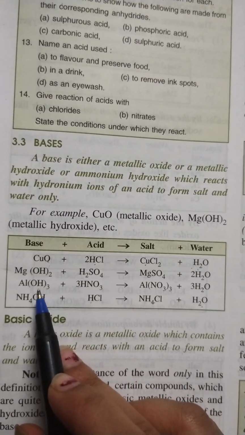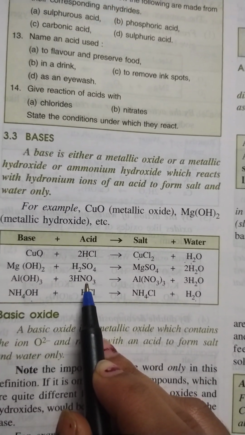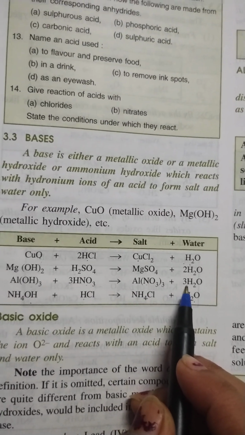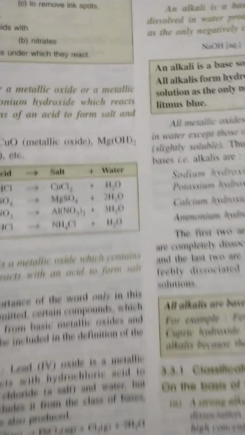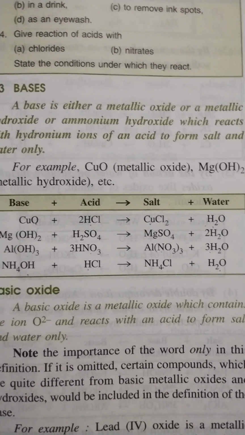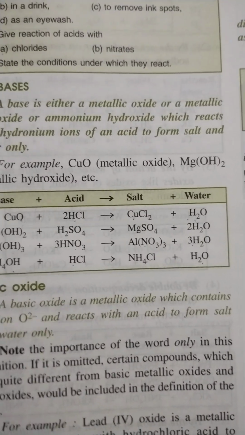Next, aluminium hydroxide. Aluminium hydroxide reacts with nitric acid to form aluminium nitrate and water. So, the hydroxide ion of bases or the oxide of bases will react with hydronium ions of acids to produce the water molecule, and along with that salt will be produced.